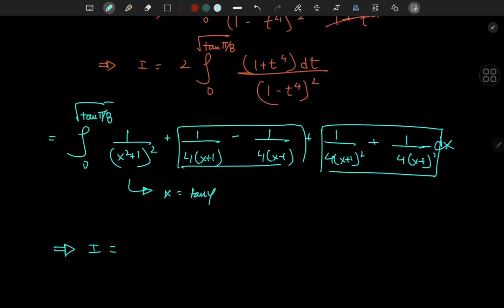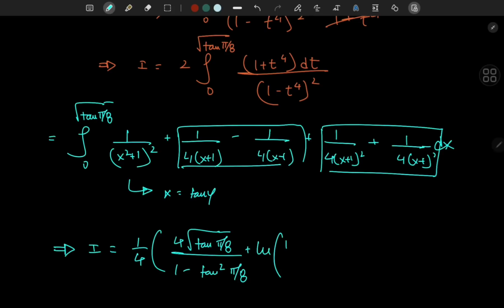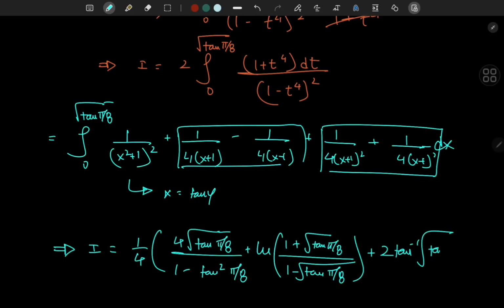So we have this cool looking result of I being equal to 1/4 of quite a lot of stuff. We have 4 times root tangent pi/8 divided by 1 minus the squared tangent of pi/8, plus this logarithmic term, the log of (1 plus root tangent pi/8) divided by (1 minus root tangent pi/8), plus twice the inverse tangent of root tangent pi/8.